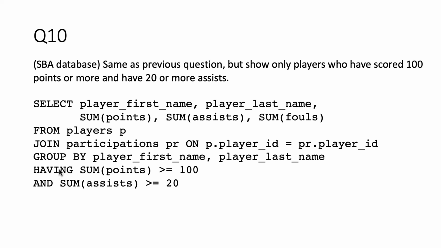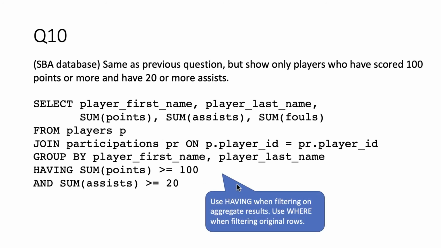The key point of this particular question is that you're using having and not where. You shouldn't mix up having and where. Having applies to aggregates: when you're filtering on aggregates, you say having. When you're filtering on original rows, you say where. Once again, I've explained the logic here. When you download the slides in the PDF, you'll get this logic.